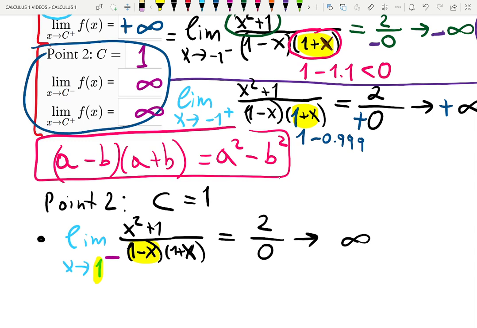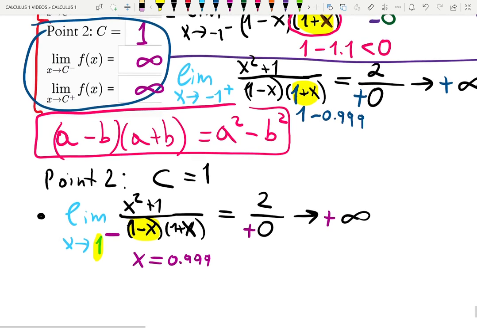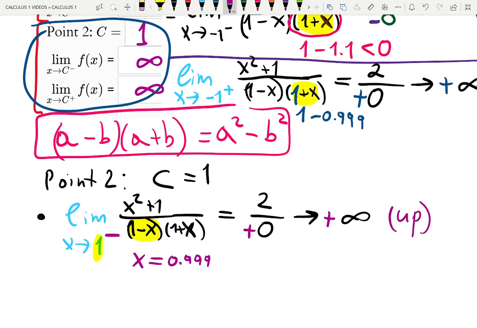Now, I will choose x that is close to 1 but smaller than 1, like 0.99999. 1 minus 0.9999 is getting closer to 0 but positively. So this infinity will be positive, or you can just write infinity. You don't need to put plus here at all. That means here the function goes up, up, up forever.